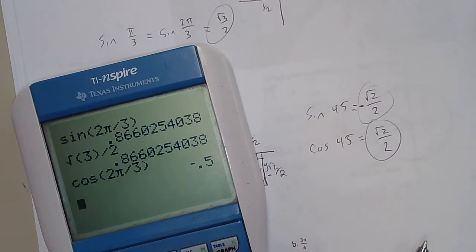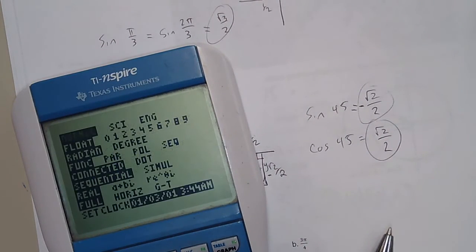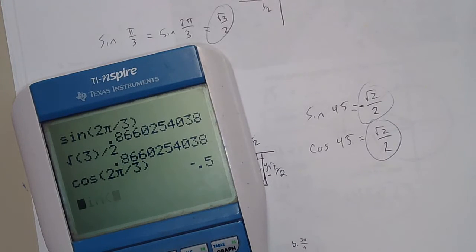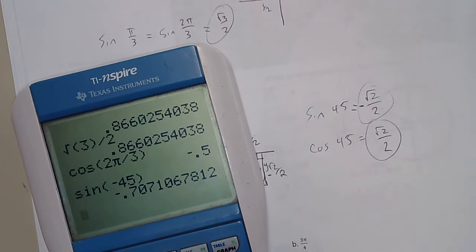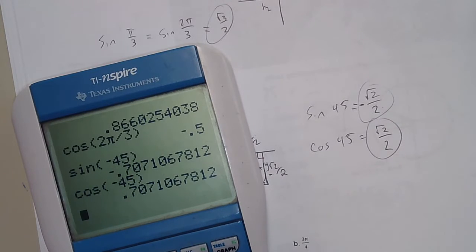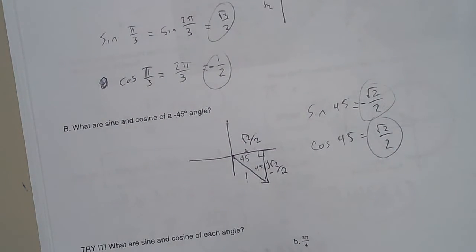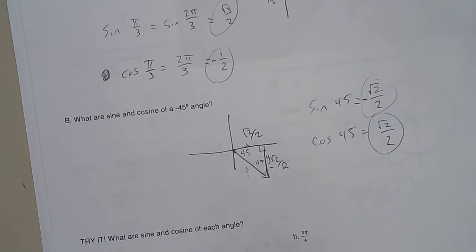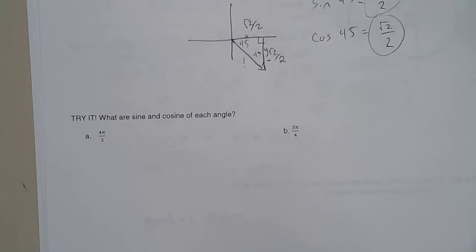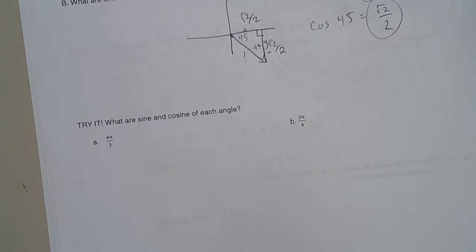Now, because this is 45 degrees, you do want to switch to the correct mode, so go to degree. Sine of negative 45 is that value. Cosine of negative 45 is that value. So same thing. But again, get comfortable with doing it using the unit circle. It's really going to get you where you want to go. All right, with these ones, try drawing these out. See if you can come up with theirs. I'll do the same.